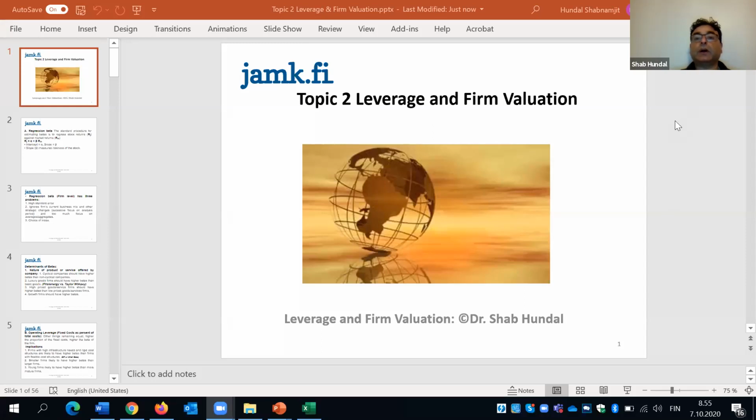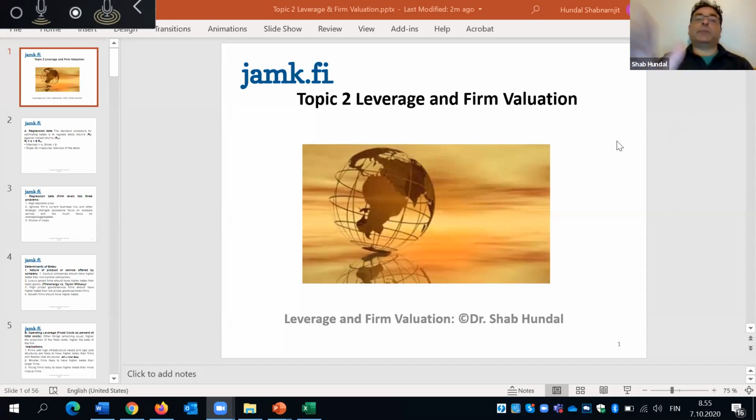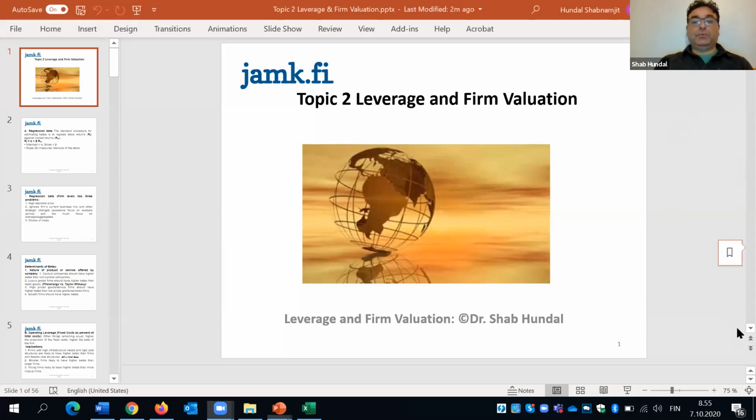Now, in this topic, we will be discussing how leverage, which essentially is debt, has an impact on the company's valuation. And this is quite an important topic. We shall not go too much into valuation in detail, but primarily we'll be concerned only with that part of valuation which is influenced and impacted by the company's leverage. That's what I plan to do.